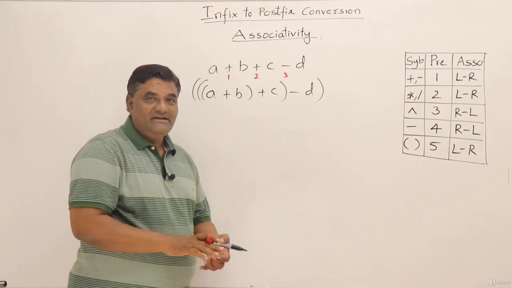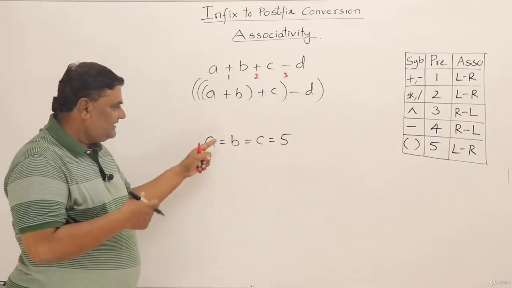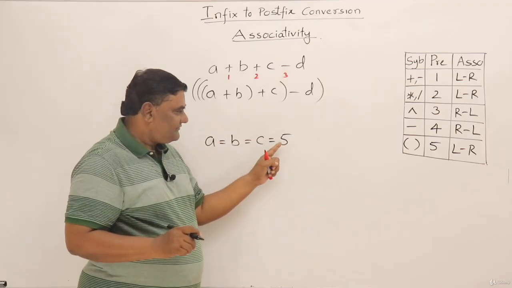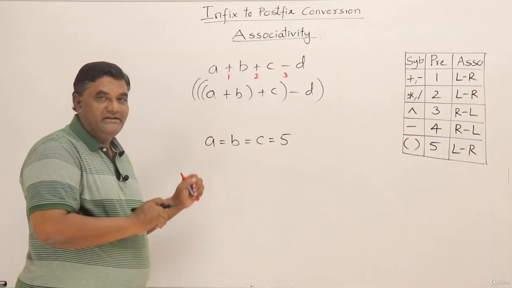Now I'll give you one more example. See, this type of statement we can write in a program: A assigned with B, B assigned with C, and C assigned with 5. So how it works is, first 5 is assigned to C, then that 5 is also assigned to B and also assigned to A.